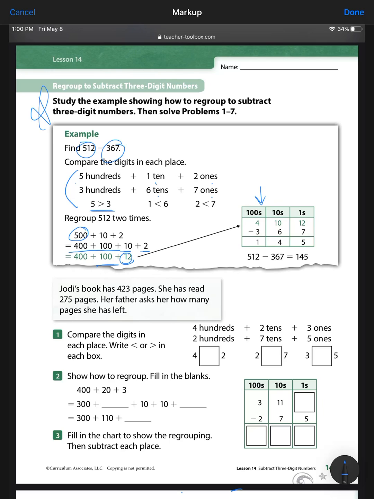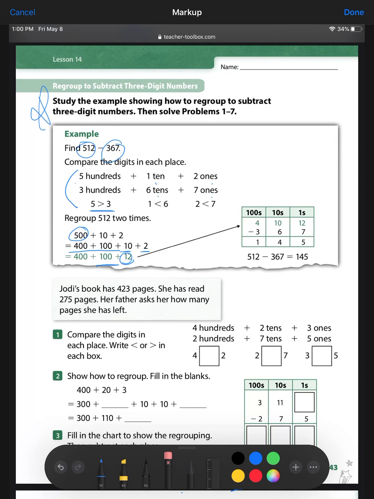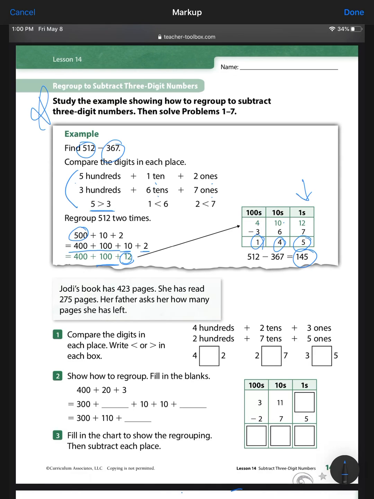All right, so once we set our problem up like this, it's easy to subtract straight down. So starting always in our ones place, we know that 12 minus 7 is 5, 10 minus 6 is 4, and 4 minus 3 is 1. So our answer would be 145, okay? Now let's continue and try to use that same way to regroup.